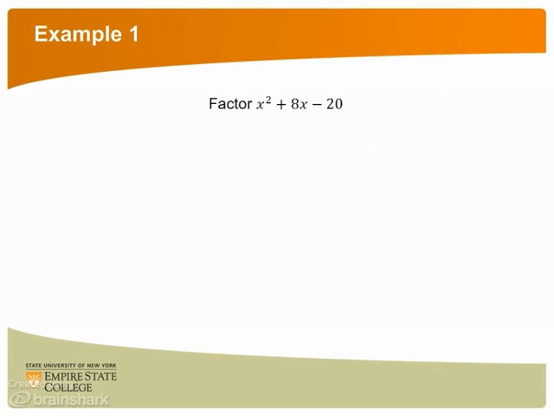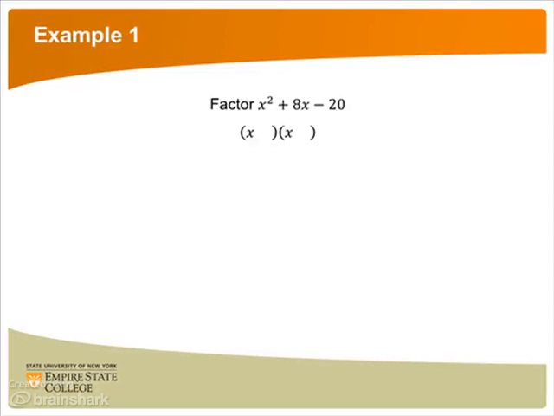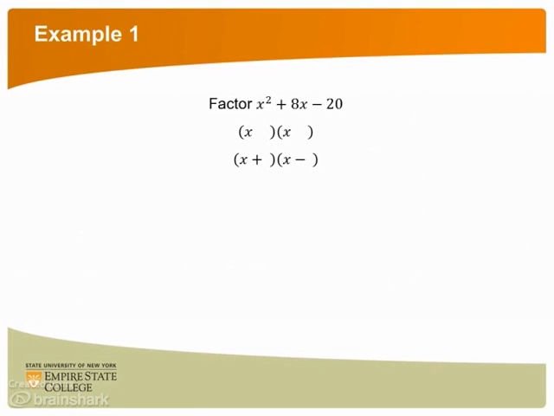In our first example, suppose we want to factor x squared plus 8x minus 20. We split the x squared into x and x and put them into parentheses. Now we look at the sign at the end. We see a minus 20. So inside the parentheses, we put a plus and a minus. Next, we want to factor the number at the end. We can get 20 if we multiply 4 by 5, 10 by 2, or 20 by 1.